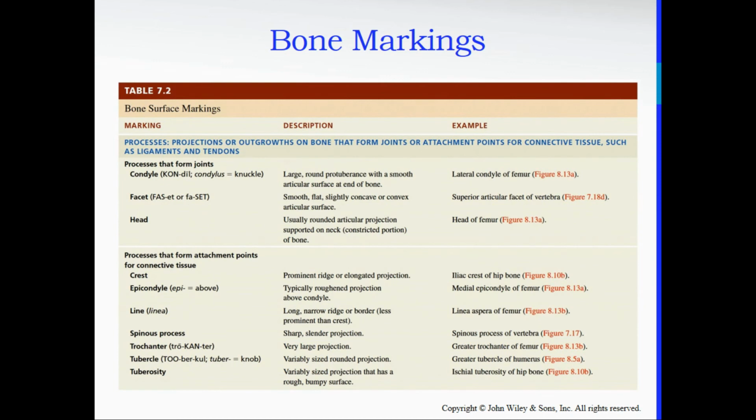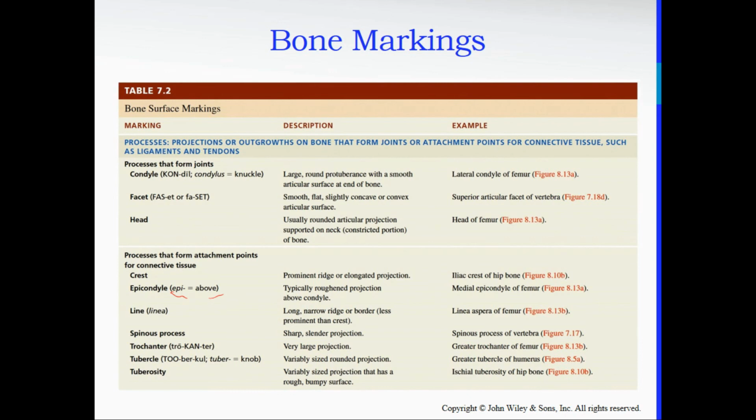Processes: a condyle is a large round protuberance with a smooth articular surface. A condyle is where a bone rubs and articulates with another bone. And of course, the epicondyle is going to be a protuberance above the condyle. So epi, again, means above. The facet is a smooth, flat, slightly concave or convex articular surface. The head of the bone is usually a rounded articular projection supported by a neck, which makes sense. That's why they call it the head, because it's supported by the neck.